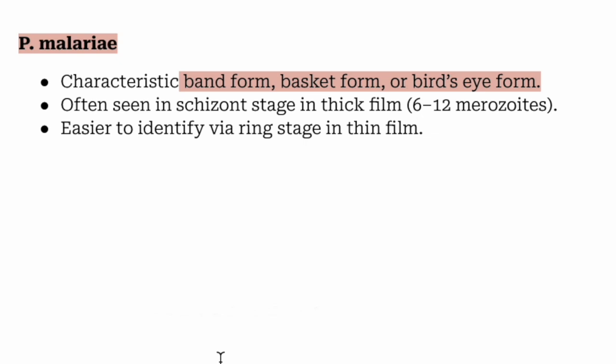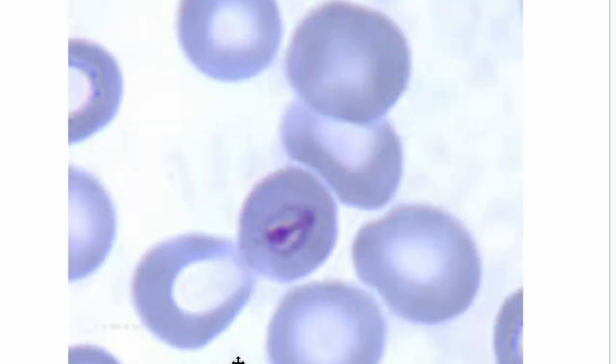Let's have a look at P. malariae. These ones have a characteristic band form or basket form, or what can be referred to as a bird's eye form. They're often seen in the schizont stage in thick film. You will see about 6 to 12 merozoites, usually on average 8 to 10, so they have fewer than P. falciparum. And they're easier to identify via the ring stage in the thin film, because of the banding structure that they form. So here's what a bird's eye form would look like.